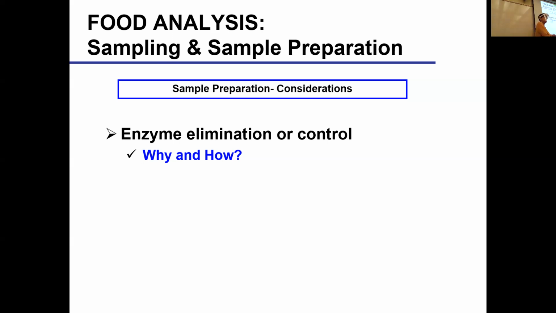So you don't want any change in the chemical composition of your product. Or if you're doing sensory analysis and you have enzymes that break your protein and break your fat, your whole sensory perception will be different. So we do not want enzymes to act. How can we prevent that?